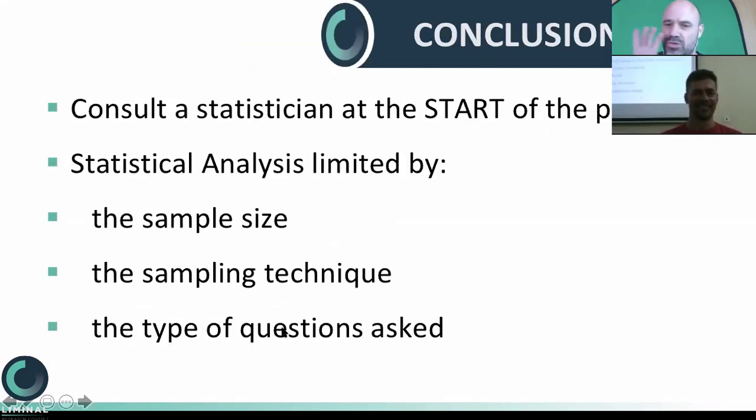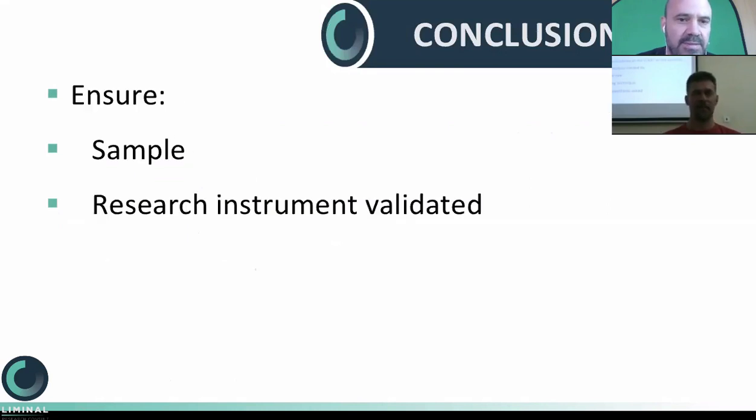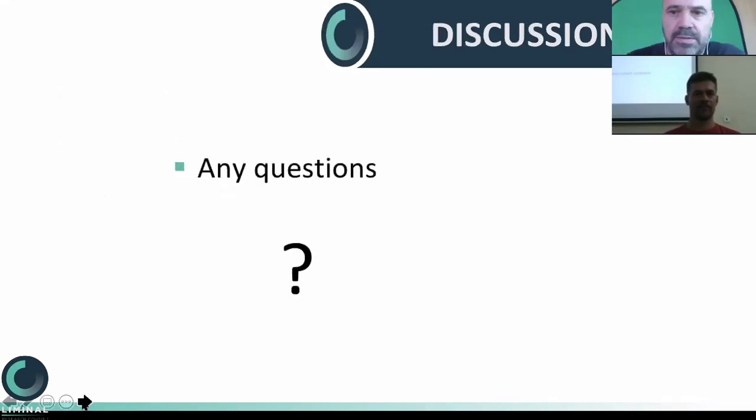Okay, and then just to conclude, make sure you're sure about your sampling and your questionnaire. That's the main things we talked about. And it must be valid and reliable, and you must be sure what techniques you want to use to answer your research questions. Okay, are there any questions?